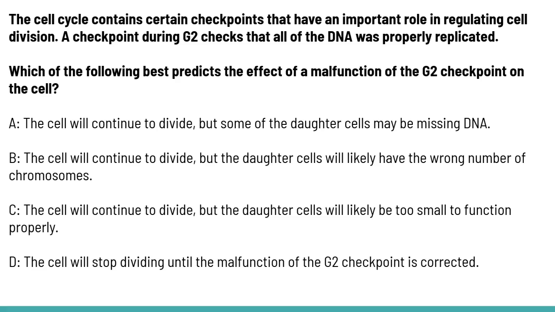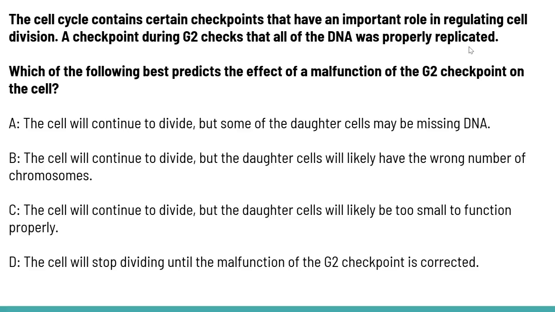Sometimes when you have a lot of text like this, you have to reword it. Which of the following best predicts? What is the effect of a broken G2 checkpoint on the cell? If the G2 supervisor is not working, how is the cell affected? They say in the text that a checkpoint during G2 checks that all of the DNA was properly replicated. If this guy is broken, not functioning well, then this job of theirs is not going to happen. So the DNA was not properly replicated in synthesis phase.